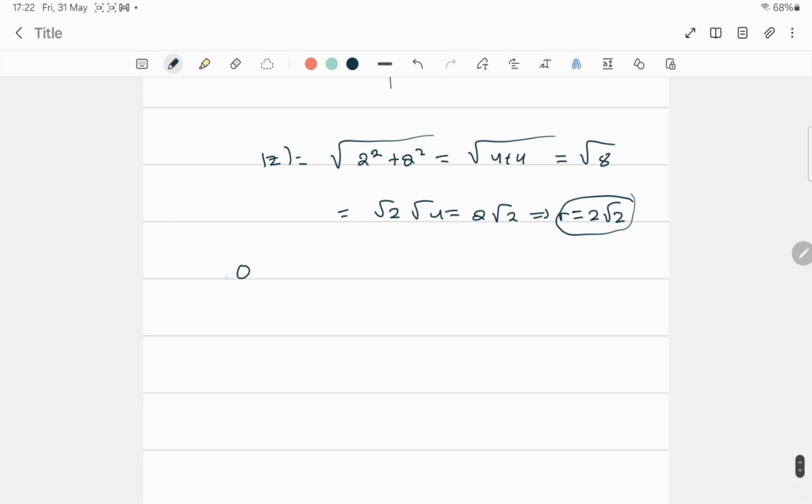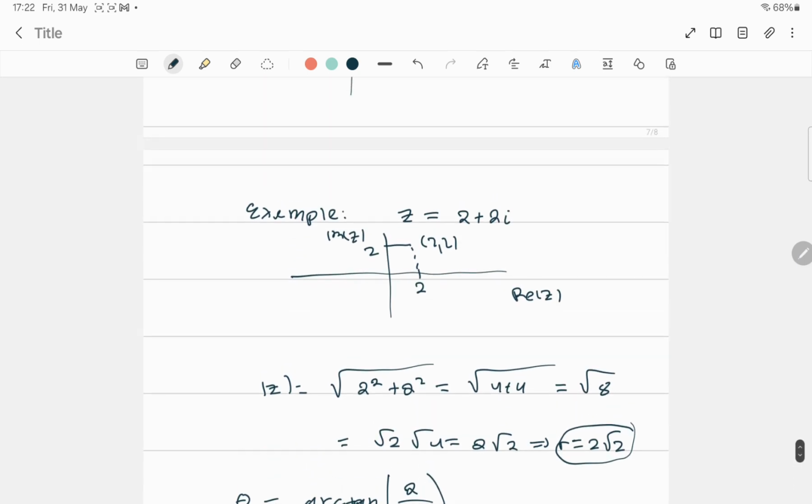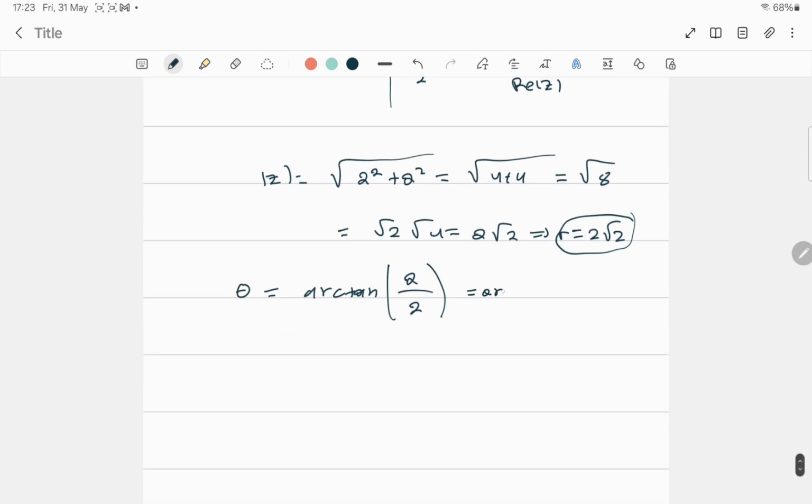Now the angle theta should be arc tangent of the imaginary part of z divided by the real part of z. So the real part of z here is 2, and the imaginary part of z is 2. So it's arc tangent of 1, which means that theta is pi over 4 rads, or theta equals 45 degrees.